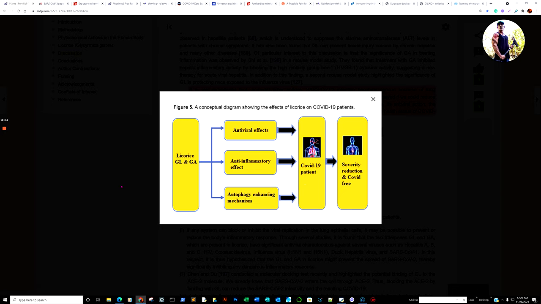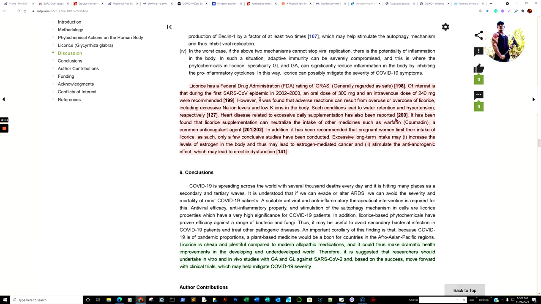Pretty basic graphic, as you can see. But basically, it doesn't have to be complicated. If it works, it works. And that's the beauty about it. And so let's go down to the end here. Licorice has, and this goes to a few of the caveats.